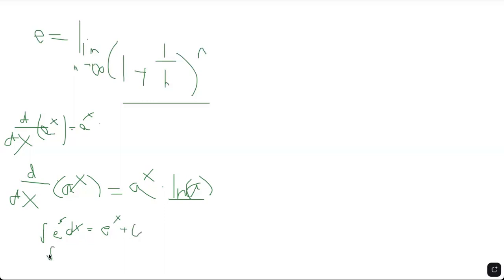What about the integral of any a^x dx? You can derive this by undoing the rule right here, and you'll get a^x over ln a, which makes sense because if you take the derivative of a^x over ln a, the derivative of a^x is a^x times ln a, so the ln a's cancel out, and you're just left with a^x, which is what we want, and then obviously plus c. So that's basically exponential functions.